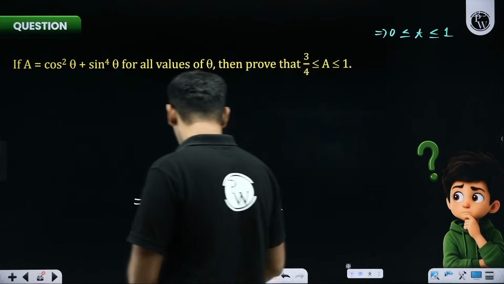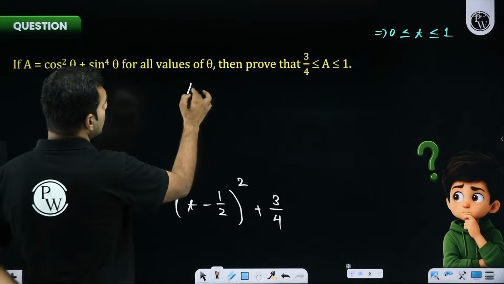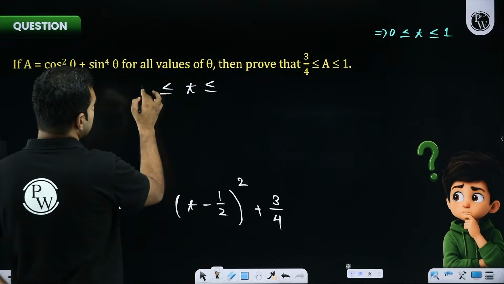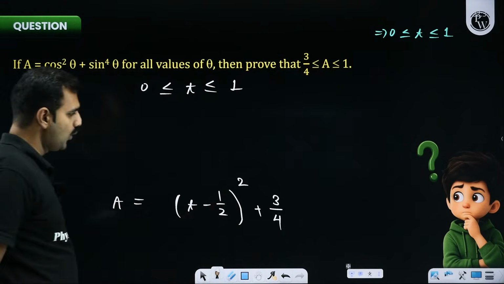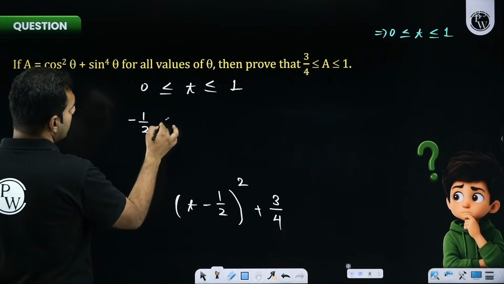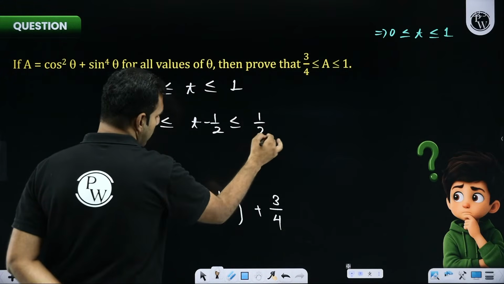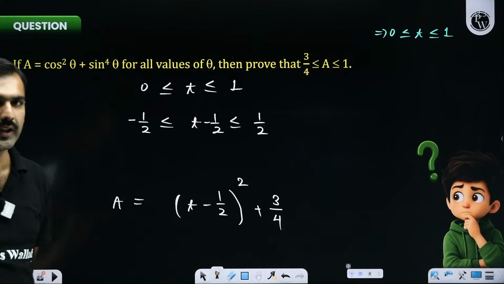Okay, sir, then what do we do next? I think this is clearly A. Now look at this. We know t is from 0 to 1. What if I subtract 1 by 2? So if I subtract 1 by 2, t minus 1 by 2 goes from minus 1 by 2 to 1 minus 1 by 2, which is 1 by 2. Yes or no? Do you all agree with me on this?